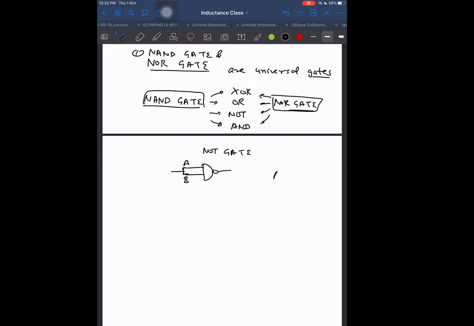Here A is equal to B. If A is equal to B, what is the output? Normally the output I write as (A·B) bar. But now it will become (A·A) bar. What is A·A? That is not A square, it is A only, so the output is A bar. We can remember this.